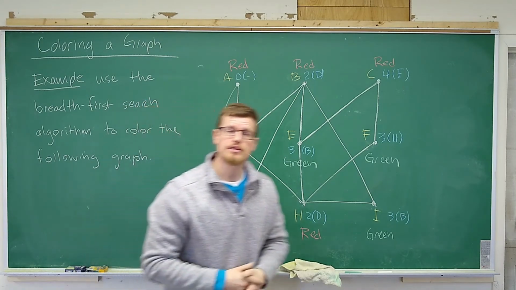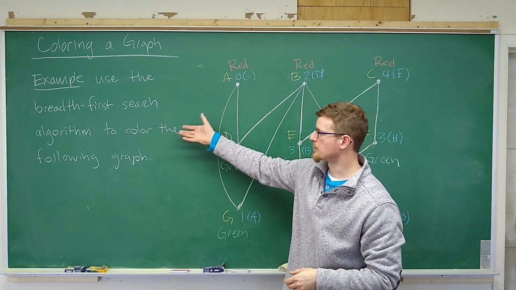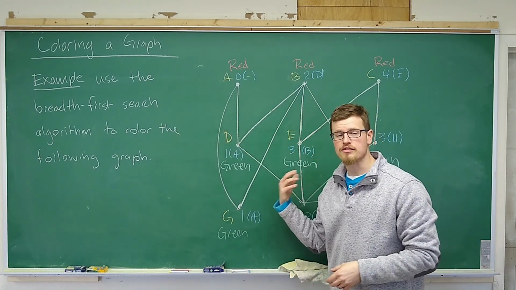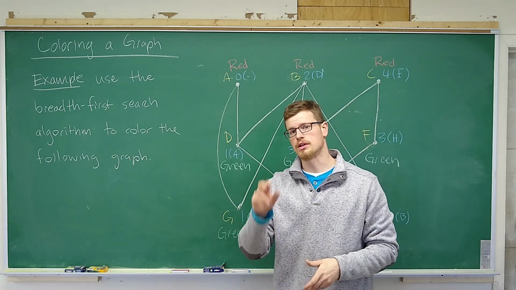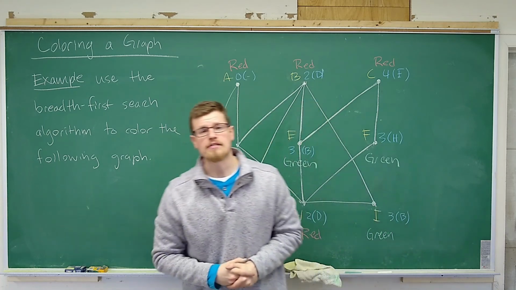That's the last example for this section. Again, we can use the breadth-first search algorithm to color a graph which we know has a chromatic number of only 2. Have yourselves a wonderful day.